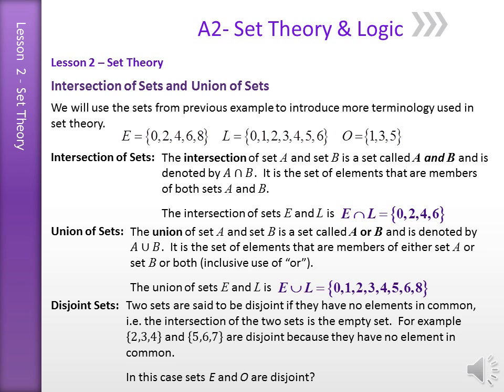Disjoint sets. Two sets are said to be disjoint if they have no elements in common, that is, the intersection of the two sets is the empty set. For example, the sets 2, 3, and 4 and 5, 6, and 7 are disjoint because if we were looking for the intersect of these sets, there would be no elements there, so that would be the empty set, and they have no elements in common. In this case, we see that set E and set O are disjoint.